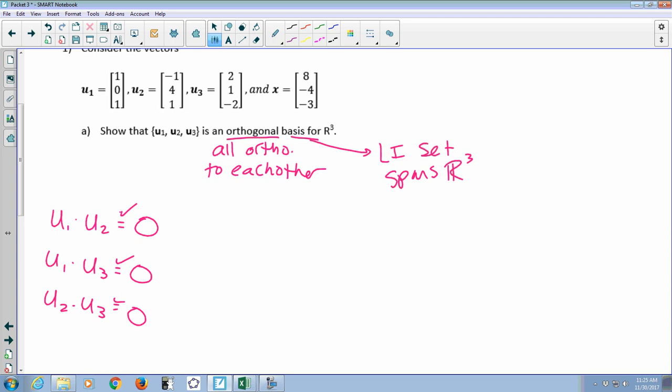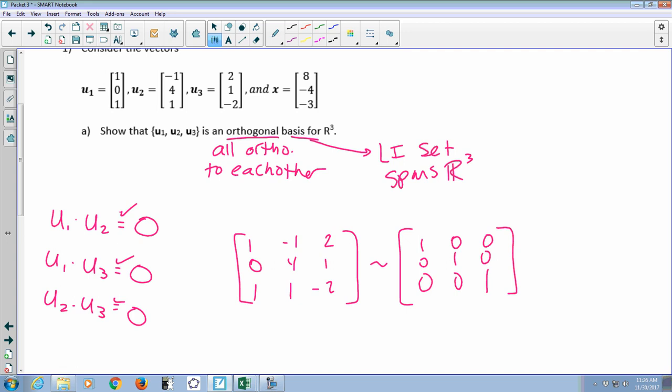Now to show that it's a basis, I have to show that those 3 vectors are linearly independent and that they span R3. How do I show that? Row reduce the matrix, and I'm looking to have a pivot in every column and a pivot in every row. So it's going to row reduce to the identity if this is, in fact, a basis. And it does. It row reduces to 1, 0, 0, 0, 1, 0, 0, 0, 1. So it is linearly independent. It spans R3. So it is a basis.